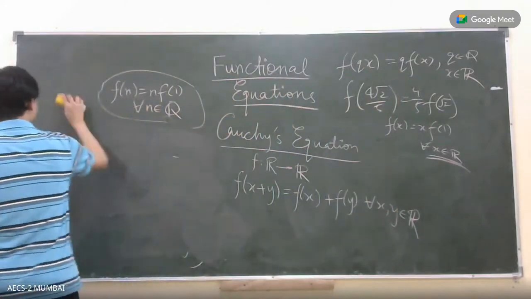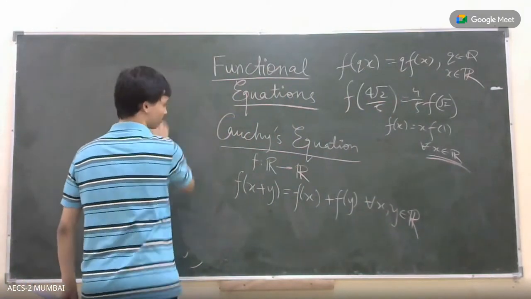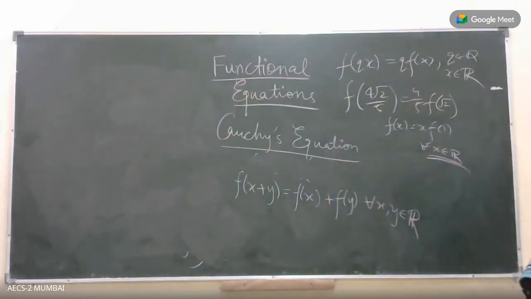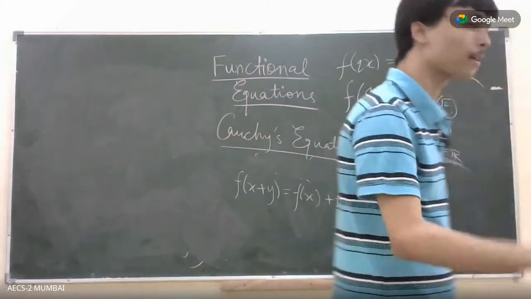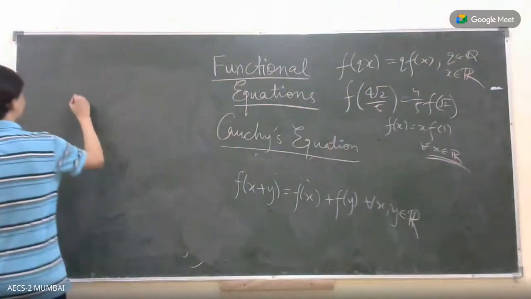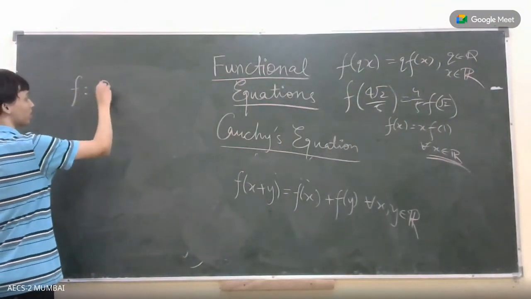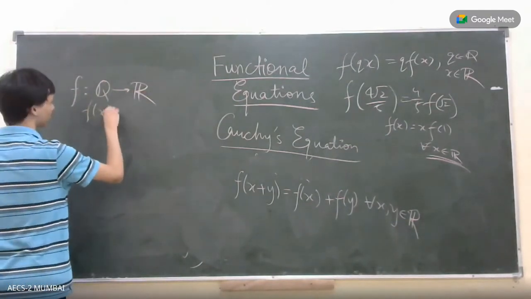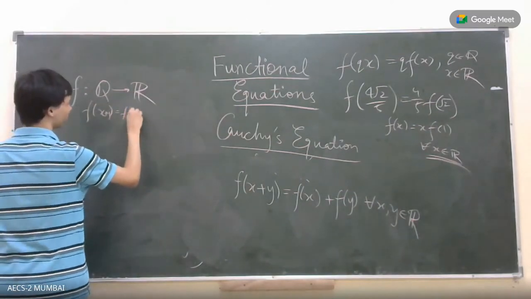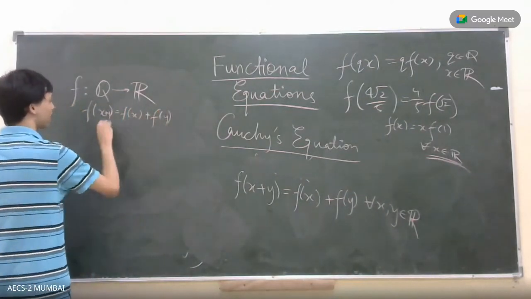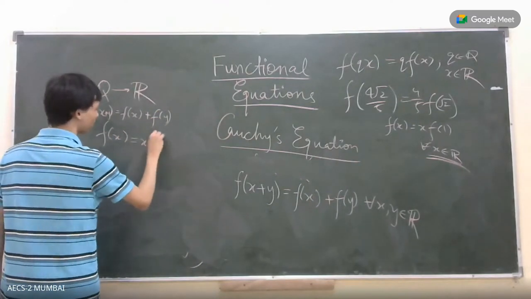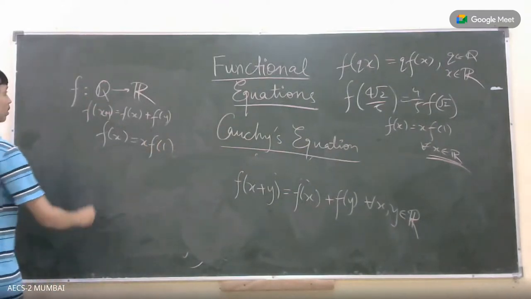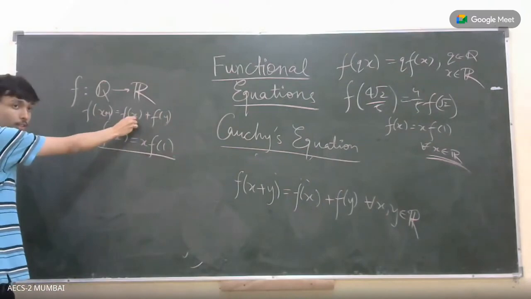Okay, so let me clarify things. Is there any irrational number for which this Cauchy equation fails? So you are mistaking this. If I have a function from Q to R such that f of x plus y equals f of x plus f of y, then I have f of x equals x f of 1, no question marks. We just derived it, right? This is the only function which satisfies this.